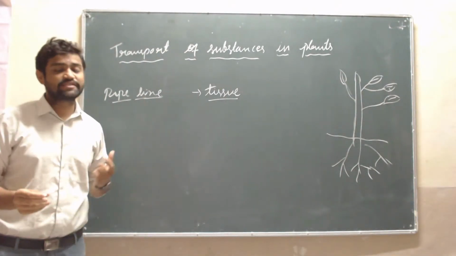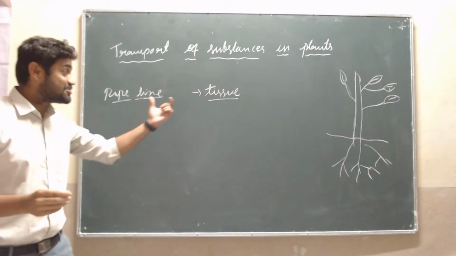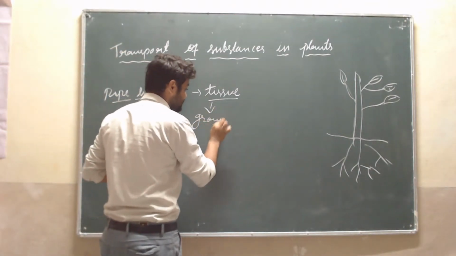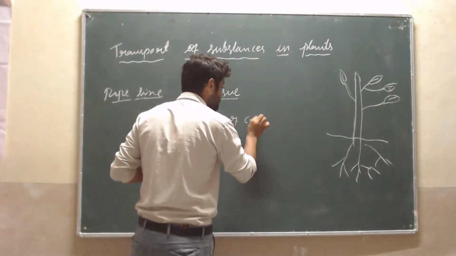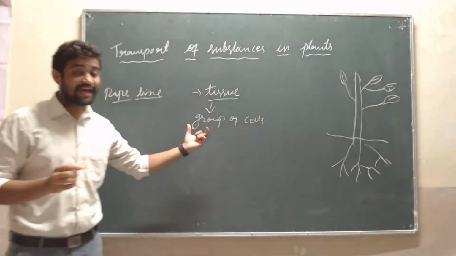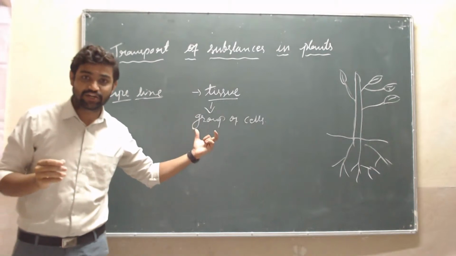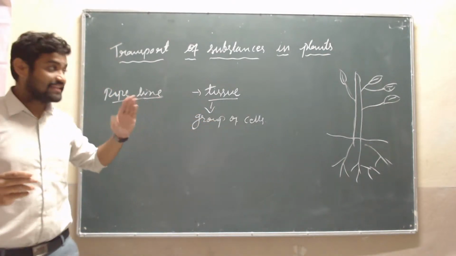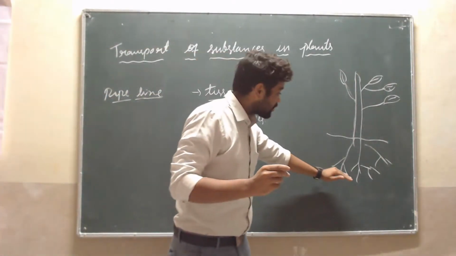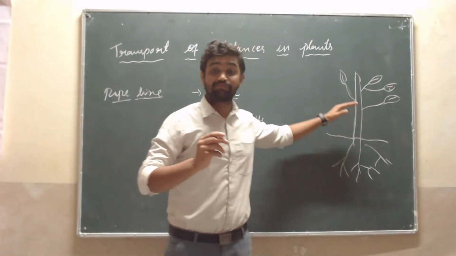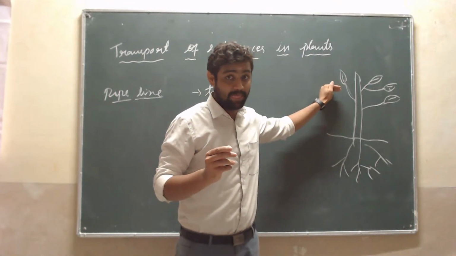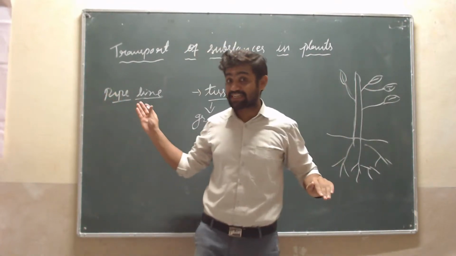What is meant by tissue, sir? Tissues are groups of cells that perform a particular function or a particular task. That is a tissue. See here, the water from the soil that is absorbed by the roots is transported to the leaves by pipeline structures.